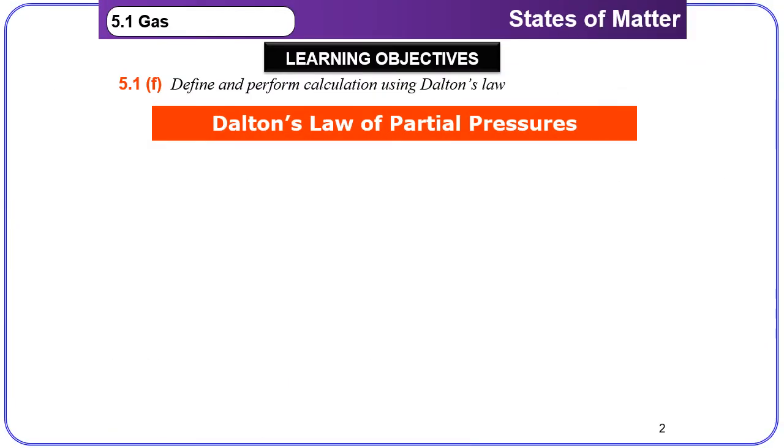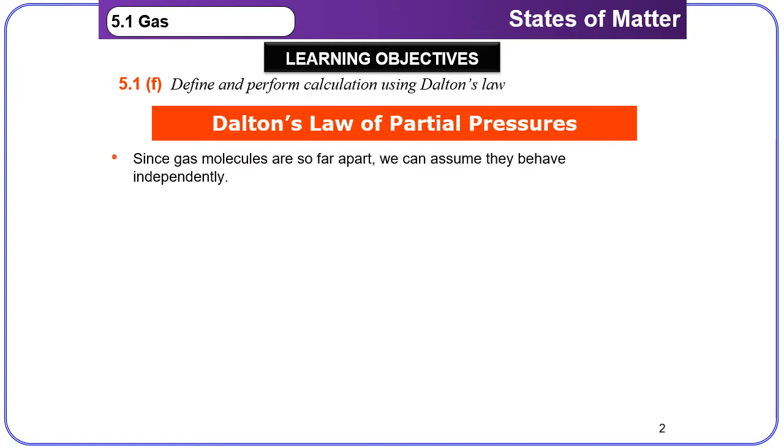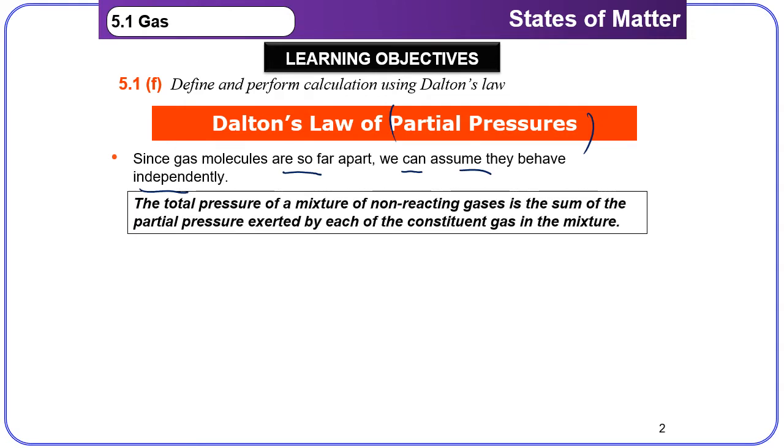Dalton's law of partial pressure states that since the gas molecules are far apart, we can assume that they behave independently. So they have their own pressure. Dalton's law of partial pressure means that each gas has its own partial pressure. So we can say that the total pressure of a mixture of non-reacting gases is the sum of the partial pressure exerted by each of the constituent gas in the mixture.